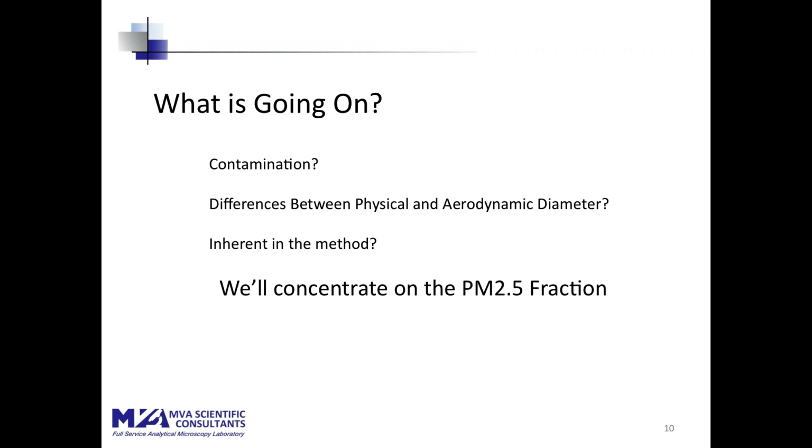It has been a criticism of the SEM method that it actually measures the physical diameter of the particles, and PM 2.5 is defined as aerodynamic diameter. So perhaps what we're seeing here is the difference between physical and aerodynamic diameter. And if it's possible, we can check to see if the difference between physical and aerodynamic diameter explains what we're seeing in the 2.5 micron fraction. The third possibility is that this large contribution from particles larger than 2.5 microns is inherent in method 201A. So let's look at these in turn.